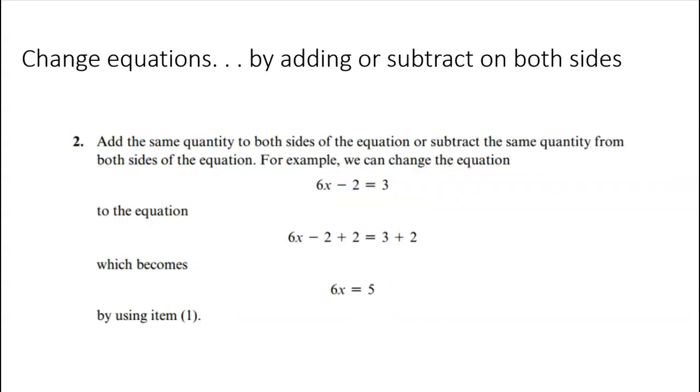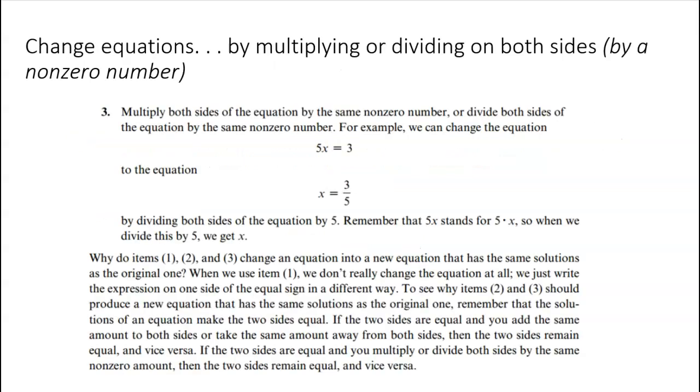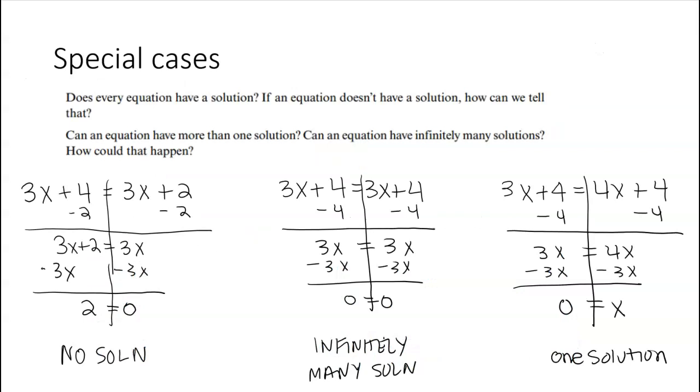We can change expressions by adding or subtracting on both sides, which we saw, right? As long as we add 2 here and add 2 there, we're in good shape. We can also multiply and divide on both sides as long as it's not 0. Here I can say divide by 5 as long as I divide by 5 over there. And then there are some special cases when there is not a solution.